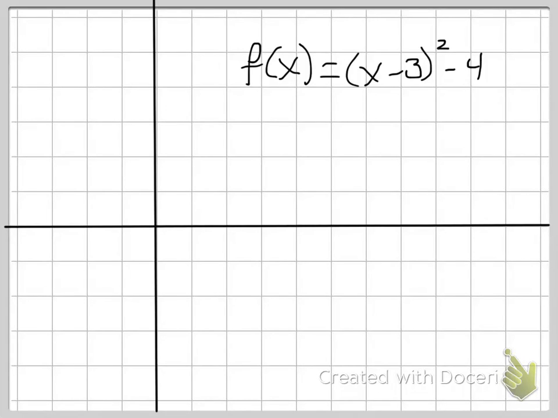Alright, in this video we're going to graph two parabolas that are in vertex form and go through the steps that we did in class. First, we're going to write what vertex form looks like. It's going to be a times x minus h squared plus k. And your vertex is going to be h comma k.